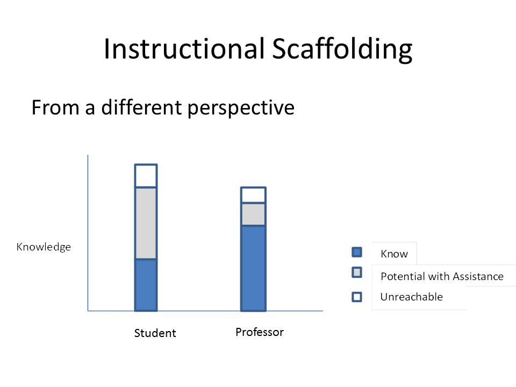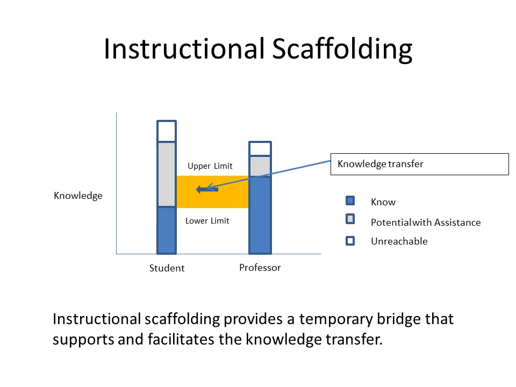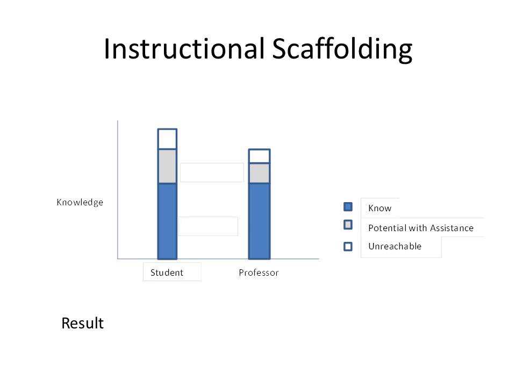Here's a different perspective of the zone of proximal development, in which the blue represents the knowledge of both the student and the professor. And then the knowledge transfer, represented by the orange group, is supported by the instructional scaffolding. The instructional scaffolding helps facilitate the transfer of that knowledge, thereby again the student and the professor achieving a similar level of knowledge on any given subject based on the class structure and the goals of the structure.